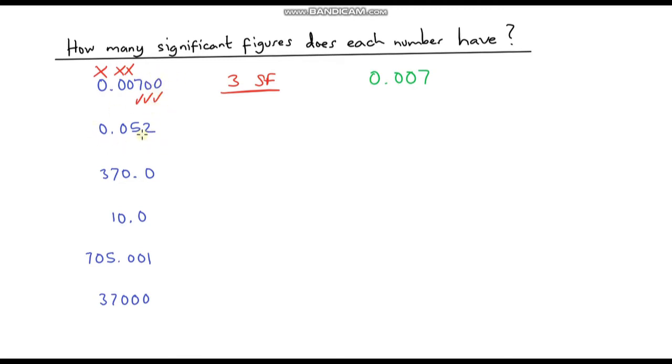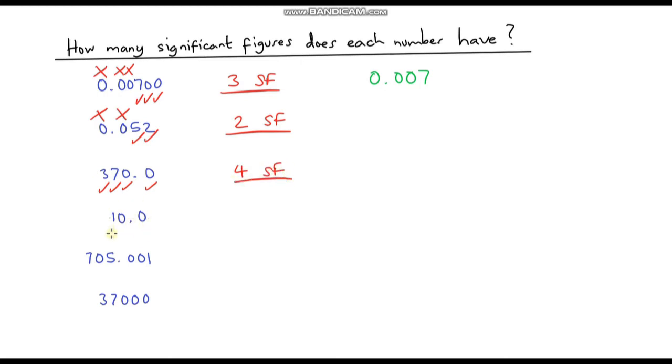Okay, let's have a look at this one here. These 2 zeros are not significant because they are leading zeros. So this is our first significant figure. This is our second significant figure. So we've got 2 significant figures over here. So this next one here, 370.0. Well, any non-zero number is always significant. And then this 0 here and this 0 give us information as to the precision. So here we've got 4 significant figures.